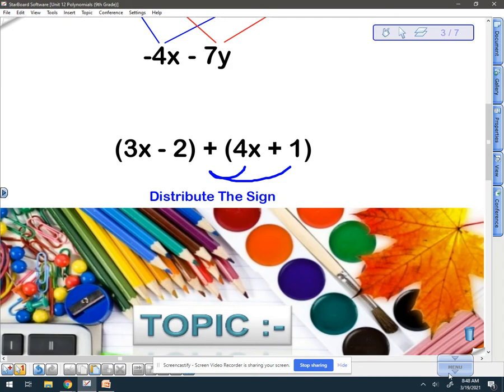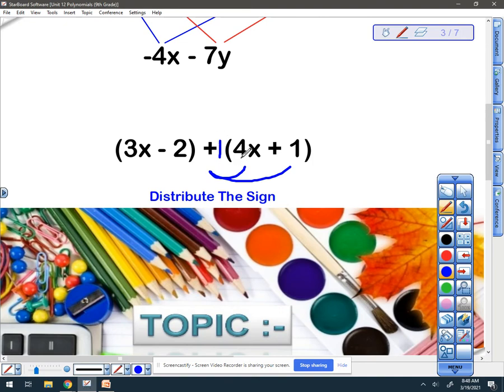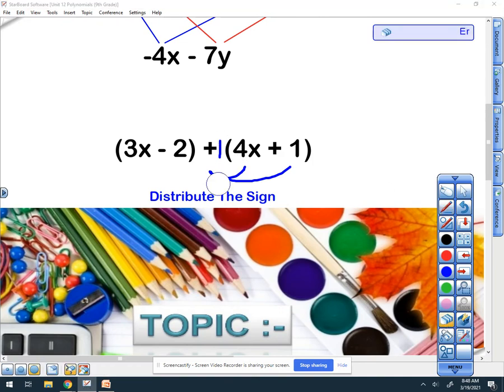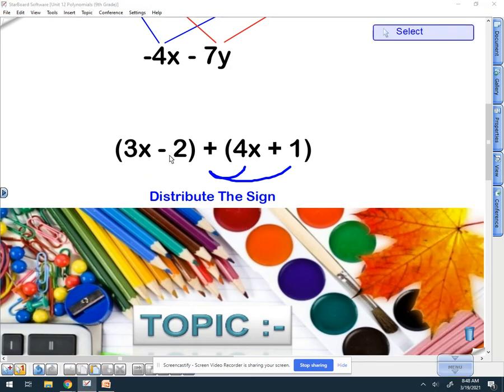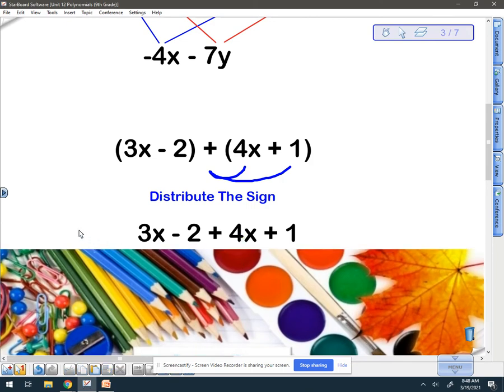Basically, it's kind of like imagining this is a positive 1 out here and multiplying it in. All you're doing is combining the sign. So 3x minus 2 comes down just like normal. You leave that the same. Then a positive and a positive make a what? A positive. A positive and a positive make a positive. That's all you did.